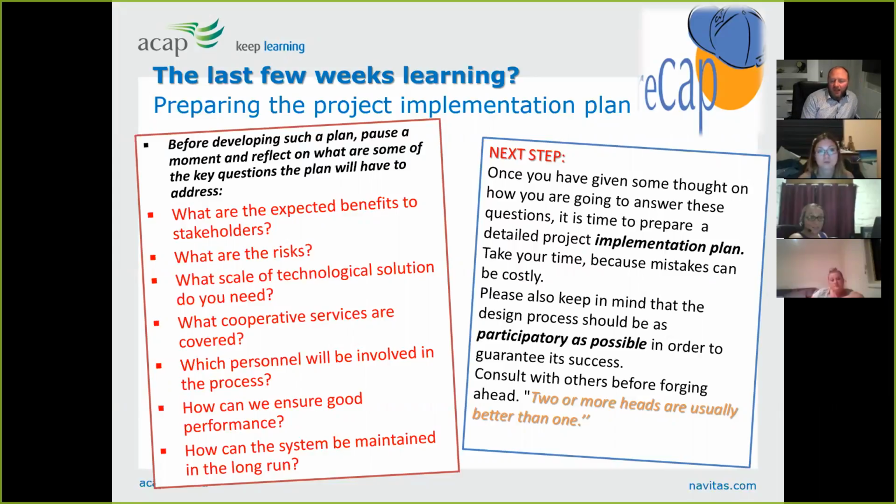What are the expected benefits to stakeholders? What are the risks? What scale of technological solution do you need? So what tech stuff, IT, etc. What cooperative services are covered? Which personnel will be involved in the process? How can we ensure good performance? And so how we're monitoring, how we're measuring, how can your program be maintained.